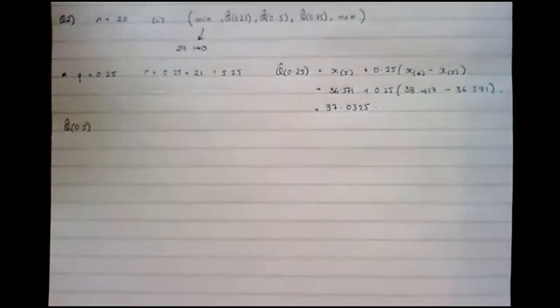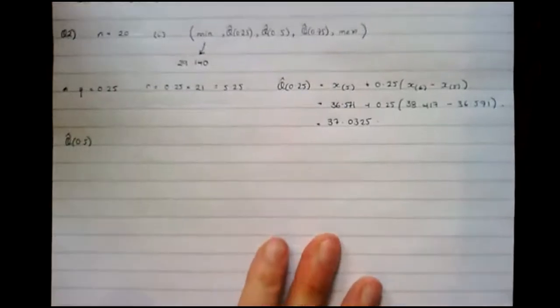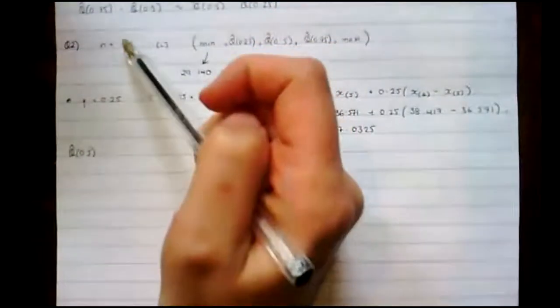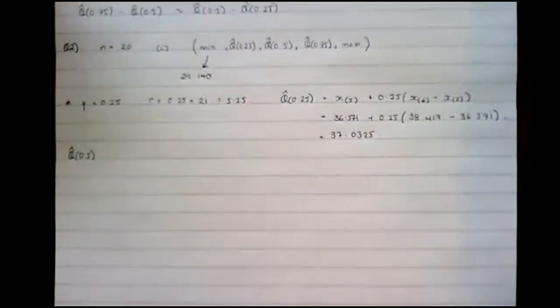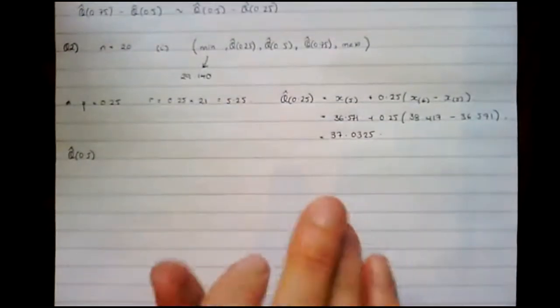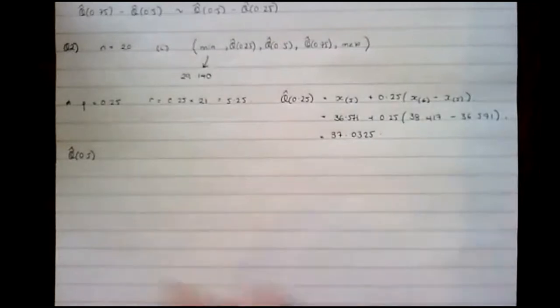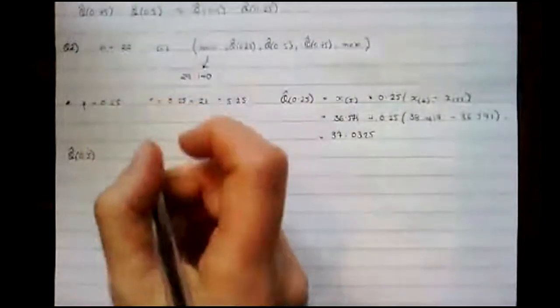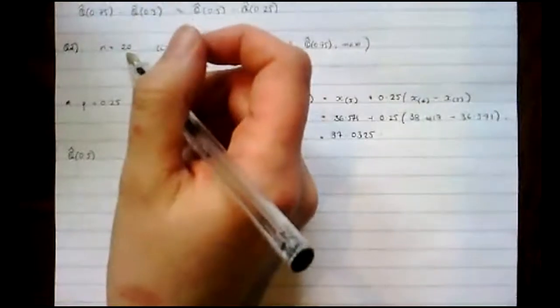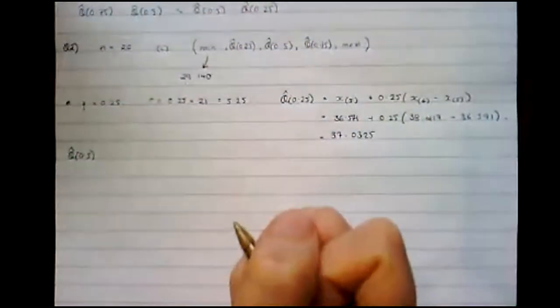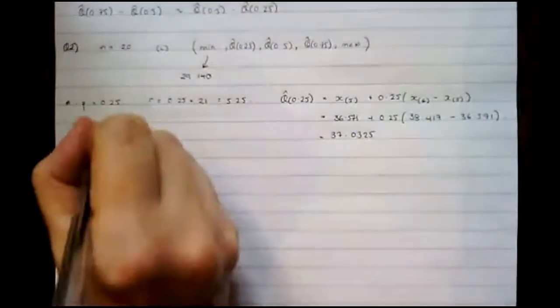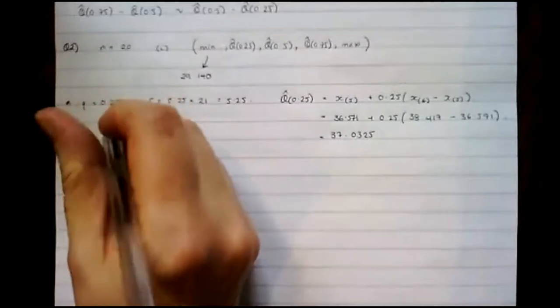It is not quite as straightforward as it was in question 1, because this time we've got an even number of elements in our sample. So there isn't one that's directly in the middle. I need to take the midpoint between the two that are closest to the middle. So I need to take the difference between the 10th element and the 11th element. So the midpoint between the 10th and 11th element.